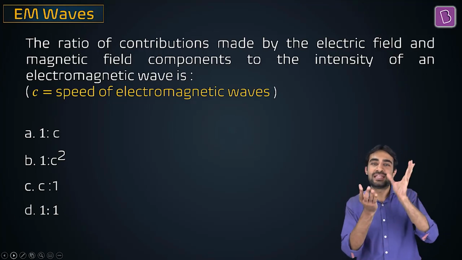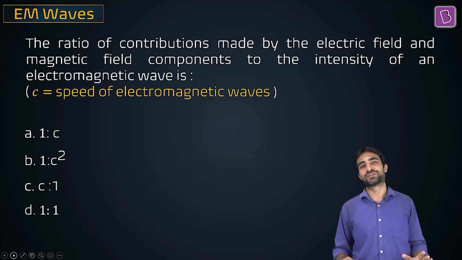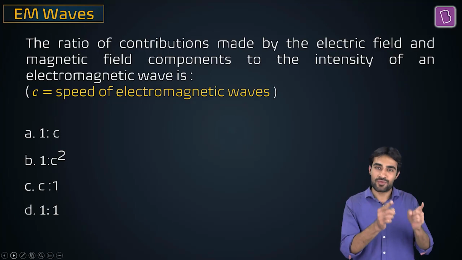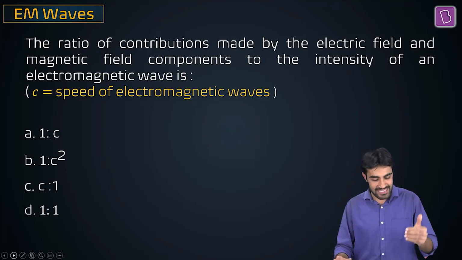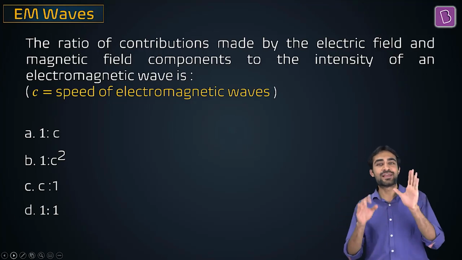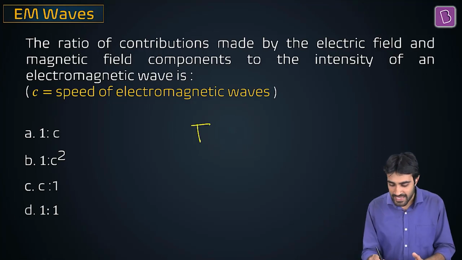What is the ratio of these contributions? This is the question: what is the ratio of contribution in intensity due to electric field and magnetic field? And these are the four options. Okay. Now, first of all, let's be clear with intensity.